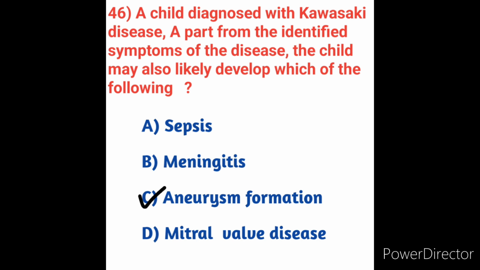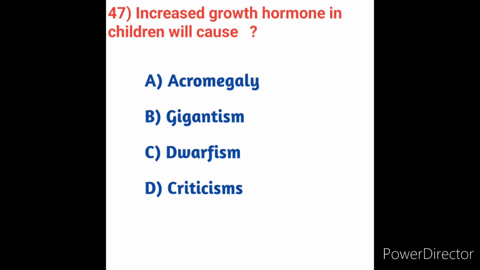Next we will move on to question number 47. Increased growth hormone in children will cause. So the child is having increased growth hormone. We will see the options here. Option A, acromegaly. Option B, gigantism. Option C, dwarfism. Option D, cretinism.